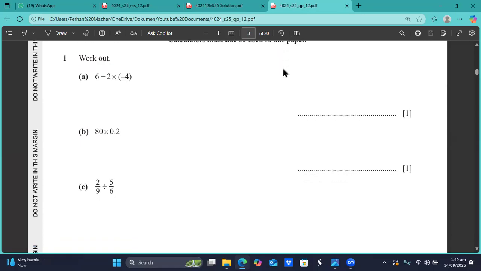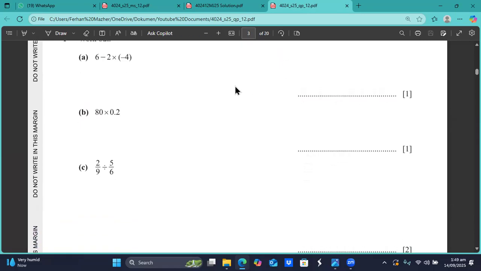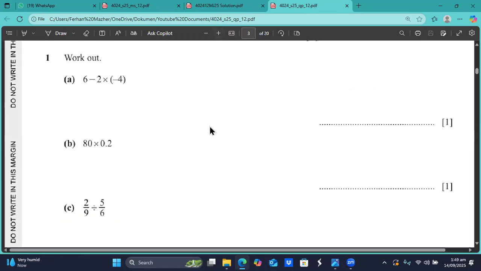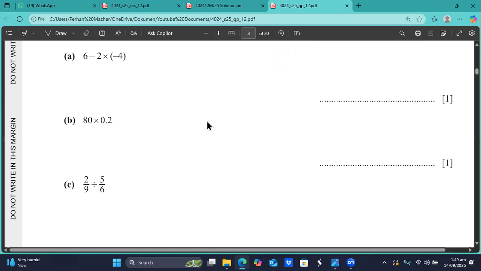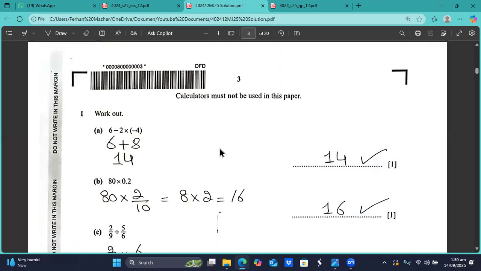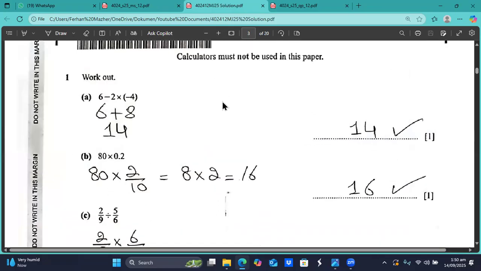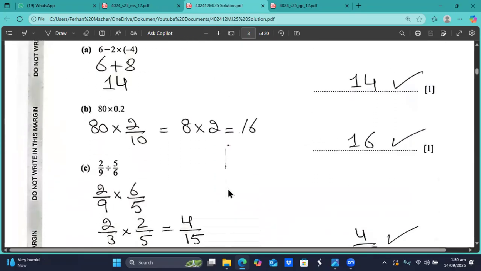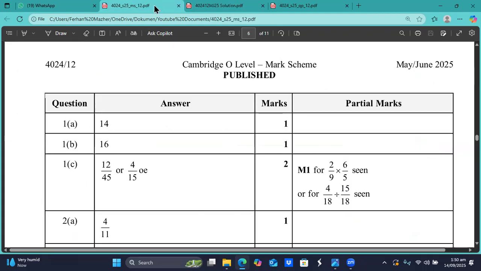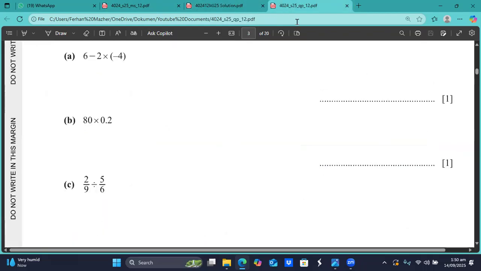Question number 1, its B part. We have to work out 80 multiplied by 0.2. The technique with which I work is very simple and straightforward. We will have 80 multiplied by 2 divided by 10. I remove the decimal, so you will have 8 multiplied by 2, and that will be 16. So 16 is the answer, sir. Let's check. 16 is the right answer. This is how this is done.